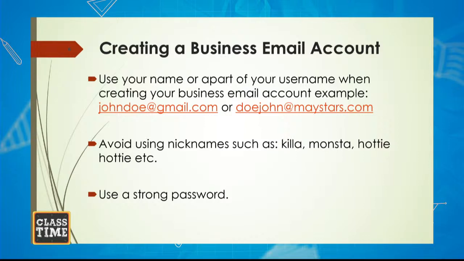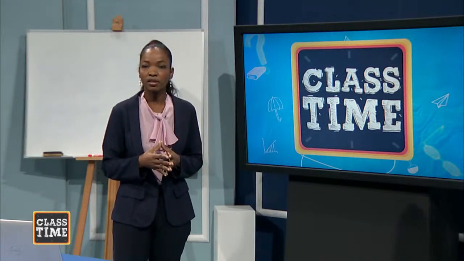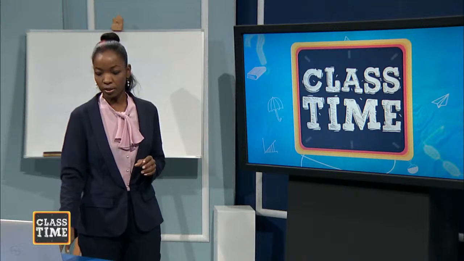So most persons, when they are creating a business email, use a part of their name or all of their name. Example of what we have on the board, johndoe@gmail.com or doejohn@maystars.com. Now, Maystars is the name of the company where John works, and so he gets to use it as a part of the email address as the domain. So you know that the work email is different from your private email.